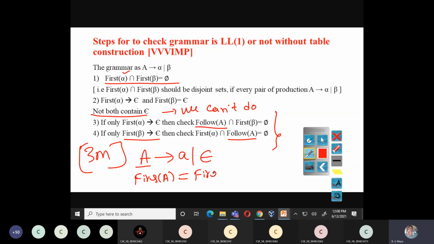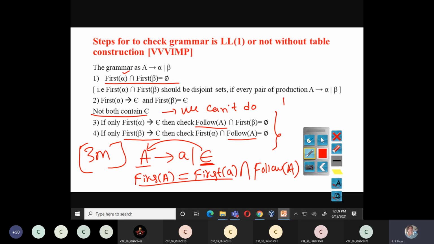I have to find out first of A; the alpha is not epsilon. You have to take first of A intersection. What is this, beta or alpha? Beta, ma'am. Then you have to go for follow of A, the head of the production. Which one is the head of the production? The head of the production is A. Then I can write this formula: first of A intersection follow of A.